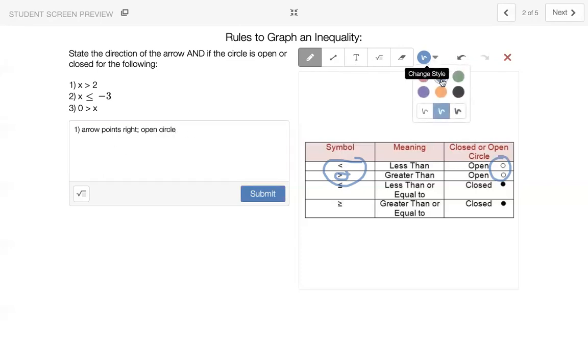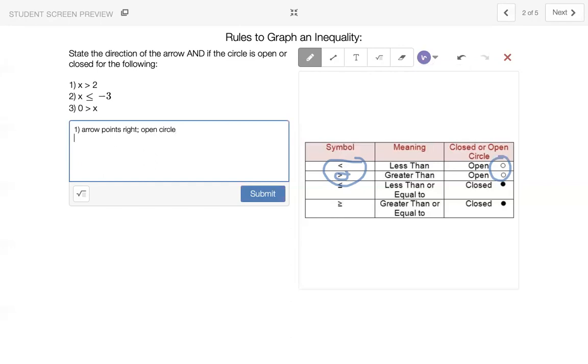Okay, so our next one is x, and then this is less than, because less than is pointed to the left, less than or equal to -3. So since it's pointed to the left, that means that our arrow is going to point to the left.